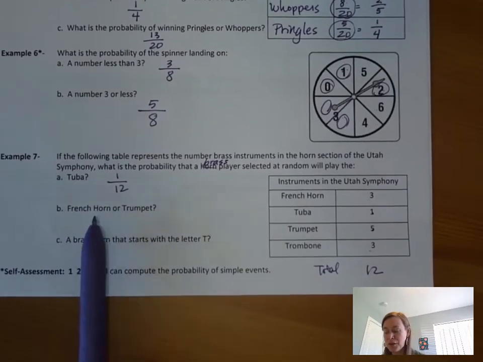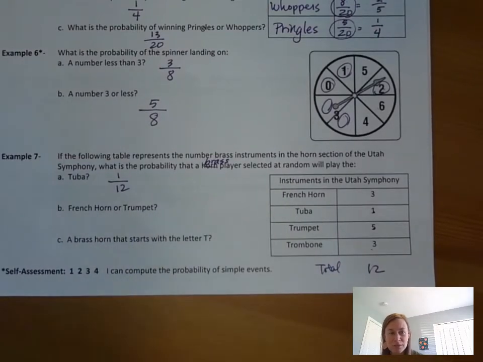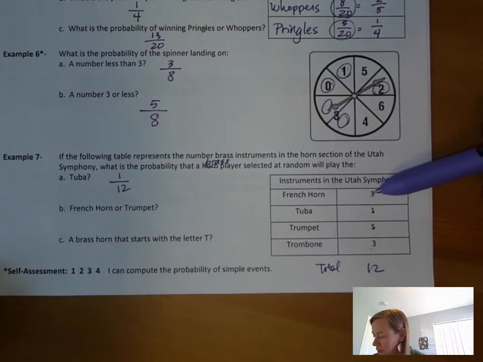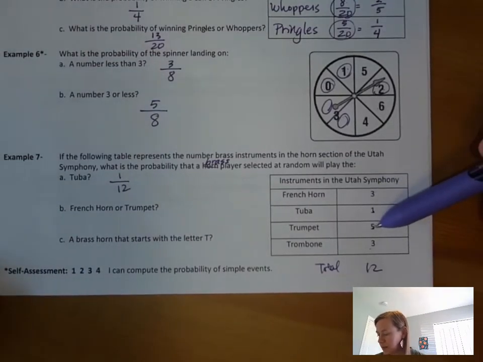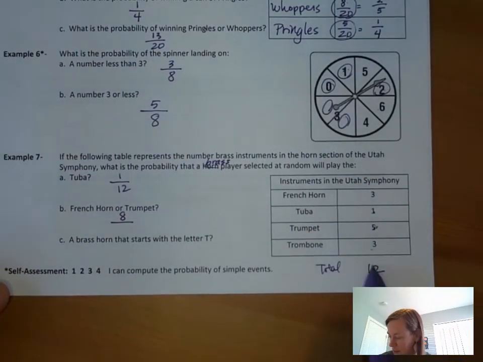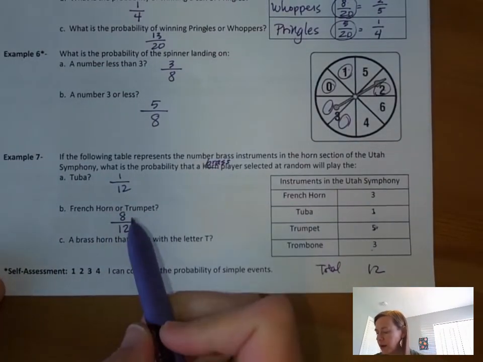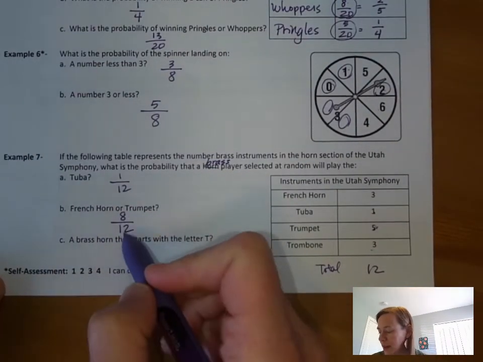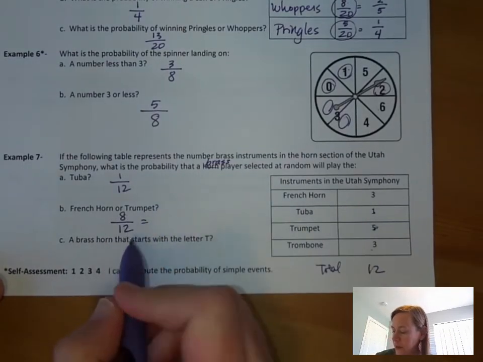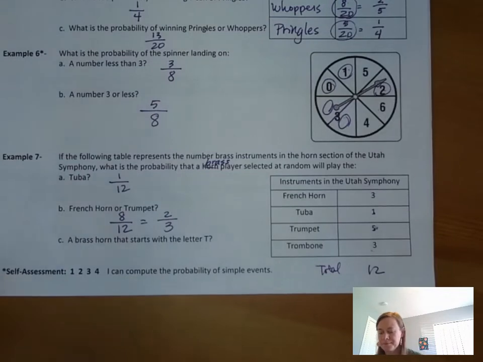What about if it was French horn or trumpet? So we need to add those two together and then put them over 12. So French horn, there's 3 of those. And trumpet, well, there's 5 of those. So 3 plus 5 is 8. I'll put that number on top. And still the total number of possible outcomes are 12. So 8 over 12, that can be simplified into 2/3. Okay.